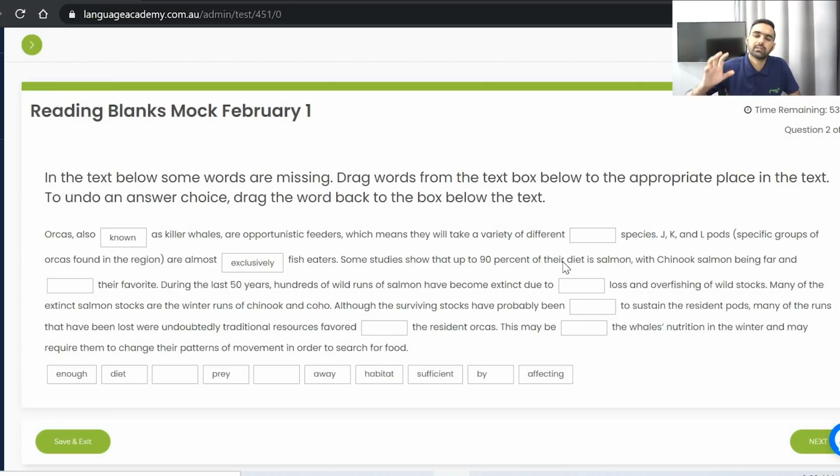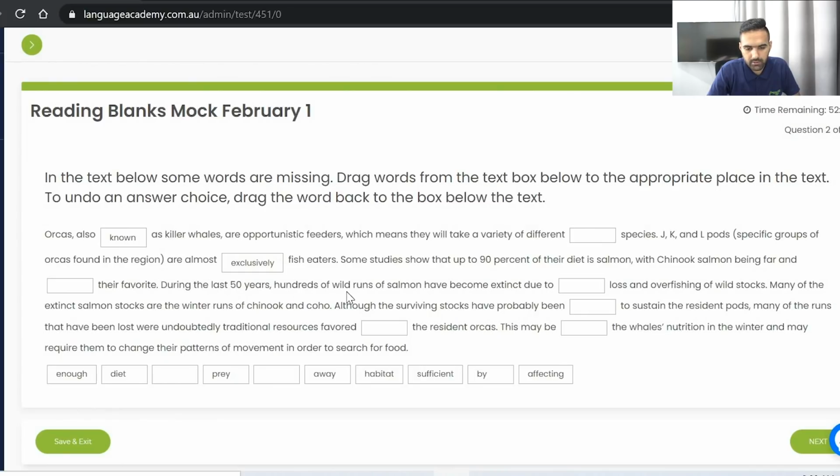So if something is done in proportion or in majority, then you can use the word exclusively. For example, you are my exclusive partner, or this company is exclusively owned by this, meaning they completely own and control this particular thing. Alright, let's move on to the next one. Salmon being far and dash their favorite. Not sure for now. Let's move on.